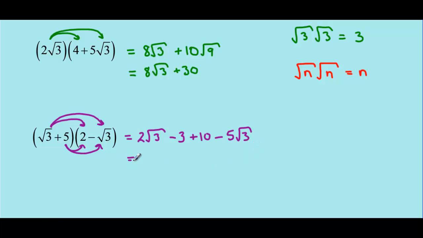We'll collect some like terms here. So 2 root 3's subtract 5 root 3's. Well, that gives us negative 3 root 3's. And negative 3 plus 10 is 7. So we can write this as negative 3 root 3 plus 7. Or maybe to get rid of some of these signs that we don't necessarily need, we'll put it in a different order. So 7 minus 3 root 3. Either answer is acceptable. This one just looks a little nicer.